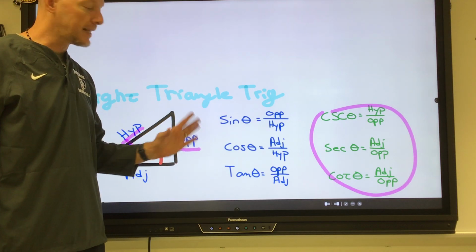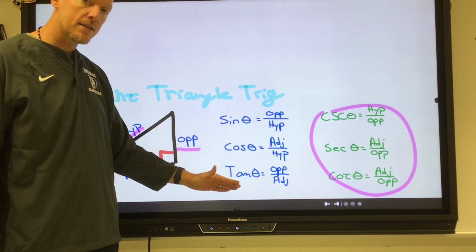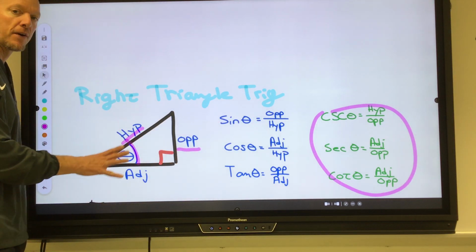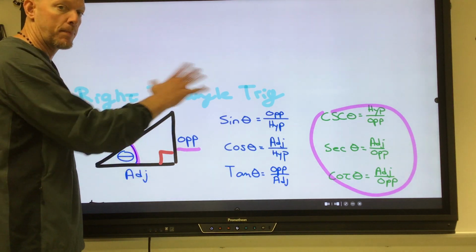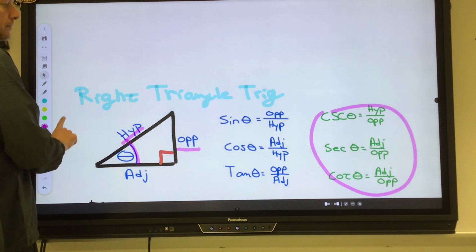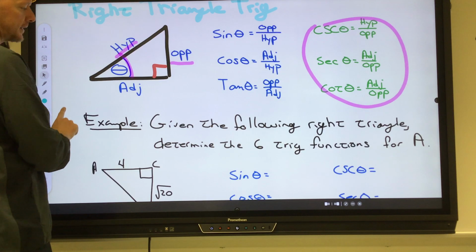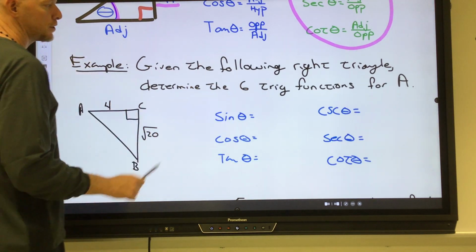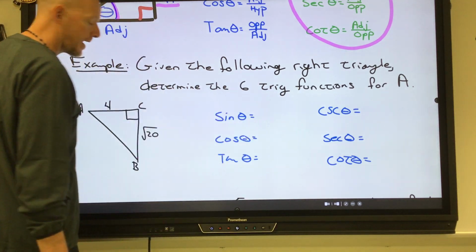I also recommend laying out your work like this. That's going to pay dividends later on when we start talking about trig functions not just in right triangle trig, but in coordinate trig. Let's take a look at our first example. Given the following right triangle, determine the 6 trig functions for A.